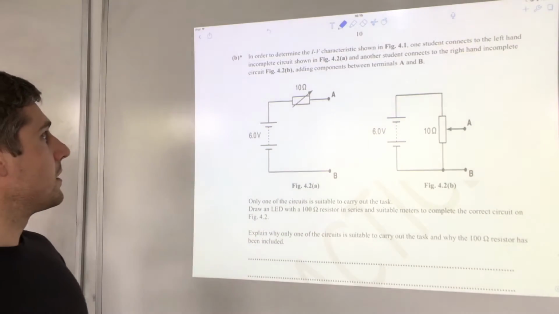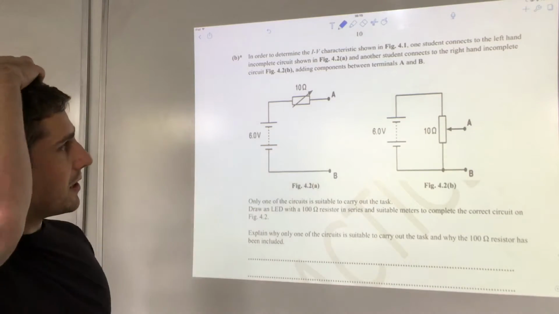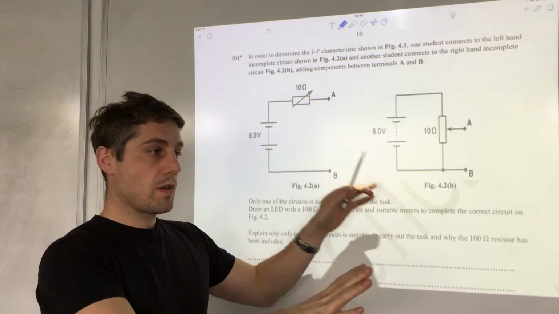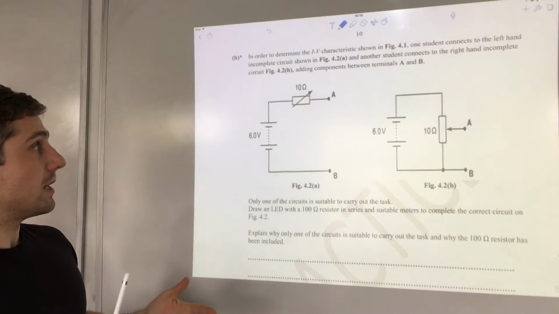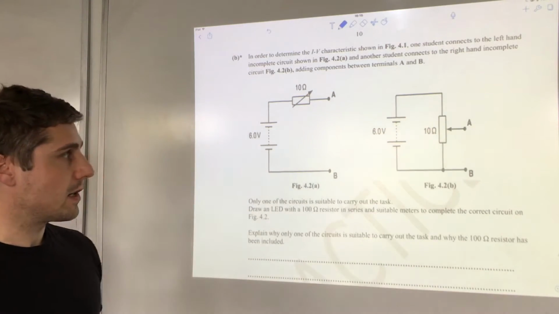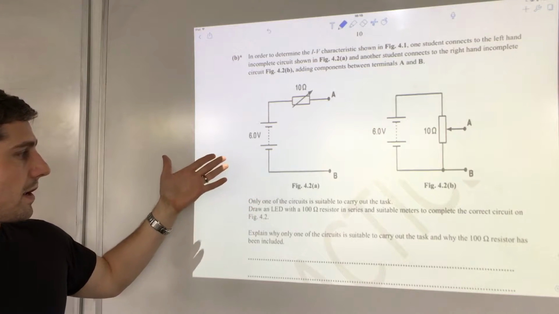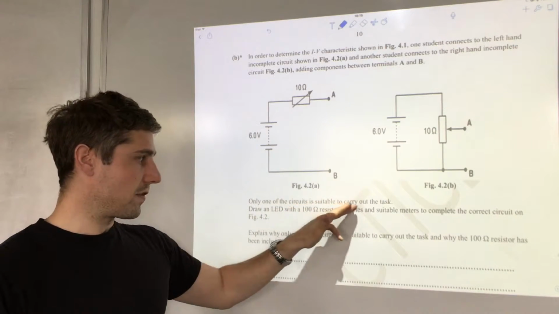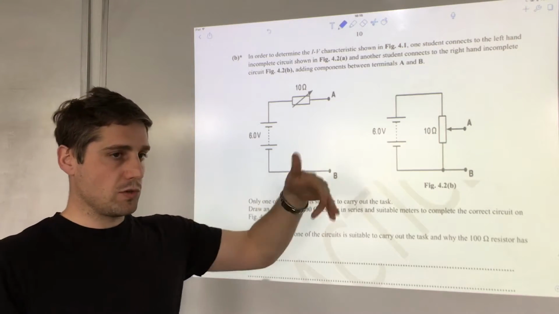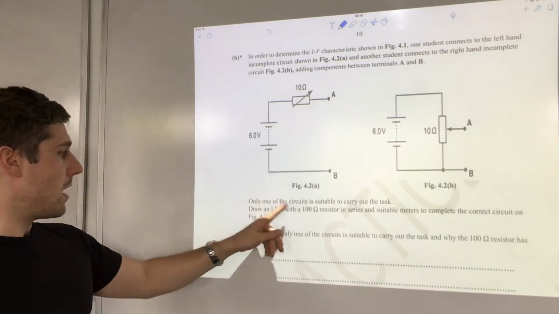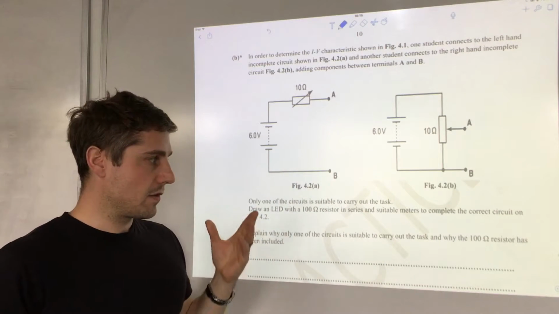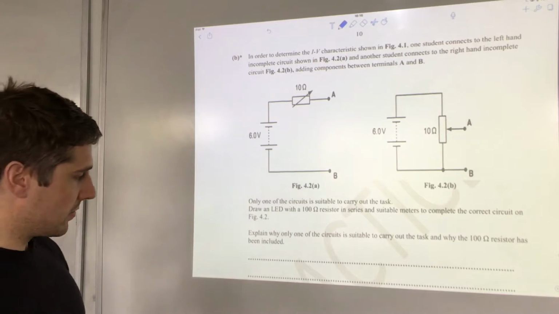We're now given this selection of circuit diagrams, and we want to know which of these circuits we would use to get that IV characteristic for the diode. So one student uses this circuit, another student uses this circuit. The question says only one of the circuits is suitable to carry out the task, so you've got to decide which one it is. And whichever one you choose, you've got to draw the LED, 100 ohm resistor and suitable meters to complete the circuit, to show how you use the circuit to work out the IV characteristic.